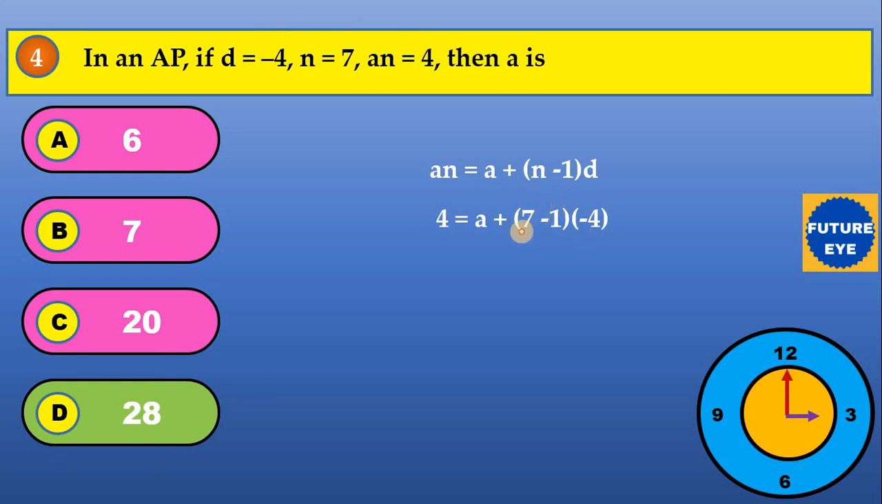Next, let us solve this, children. 7 minus 1 is 6 and 6 multiplied by minus 4, we get minus 24. Remaining things we write as they are. Now this minus 24, transfer to this side, it will become plus 24 and 24 plus 4 is 28. Therefore, a value is 28. That is option D.